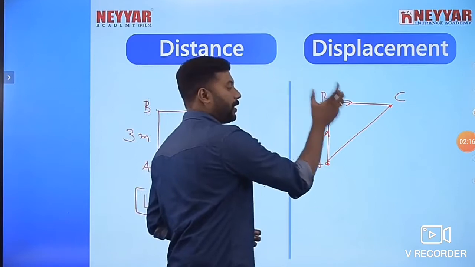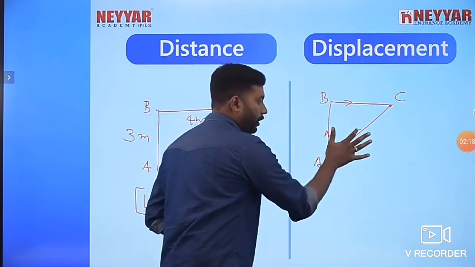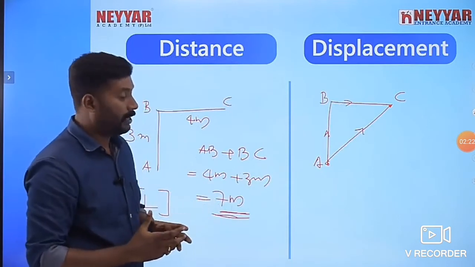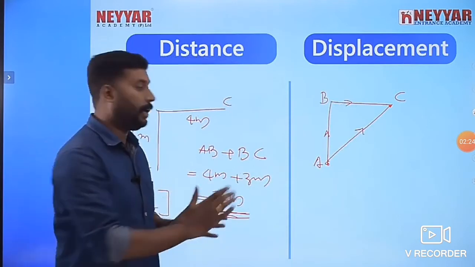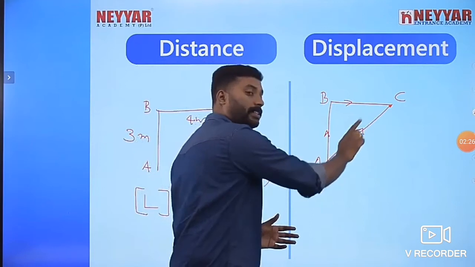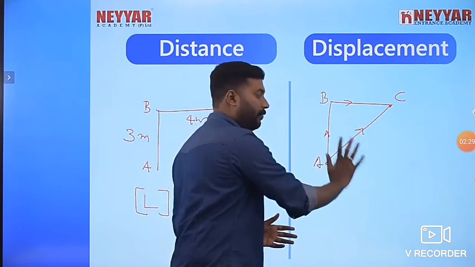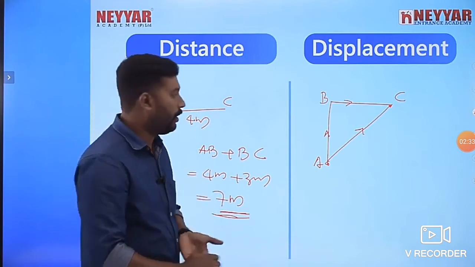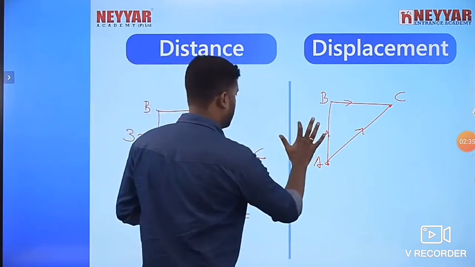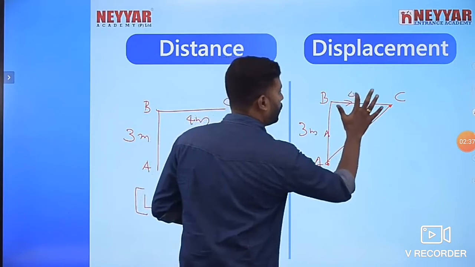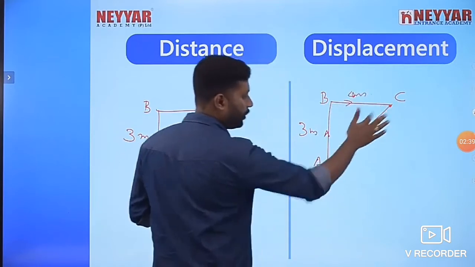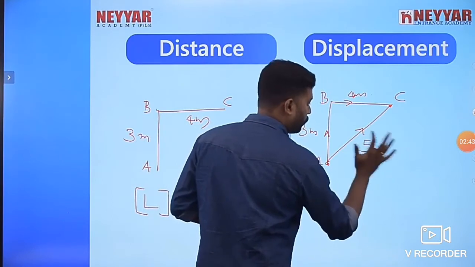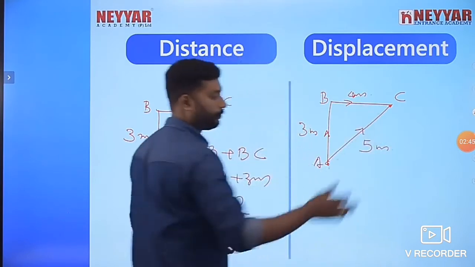And since displacement is a vector quantity, we have to define its direction also. So, the correct definition of displacement is the shortest distance between initial and final position in a fixed direction. Because it's a vector quantity, its direction has equal importance as its magnitude. In this case, suppose the distances are 3 meters and 4 meters. Then our displacement is, from Pythagoras theorem, root of 3 square plus 4 square. The answer is 5 meters.